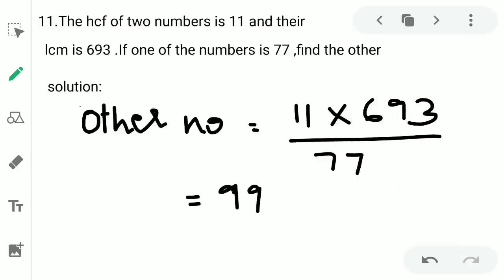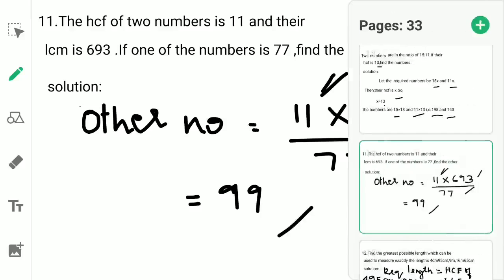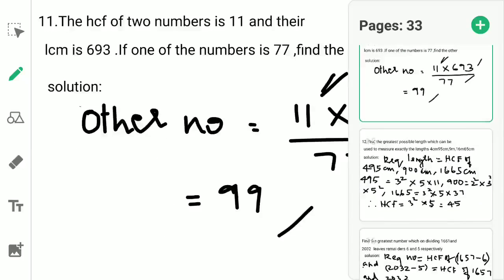Moving to the 11th question, the HCF of two numbers is 11 and LCM is 693. If one of the numbers is 77, find the other. To find the other number, we have to multiply the HCF 11 into the LCM 693 divided by the one number given. This will give you the other number.